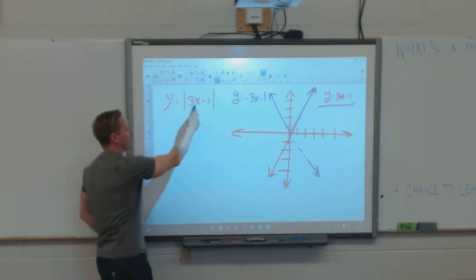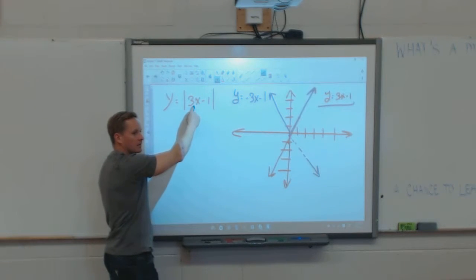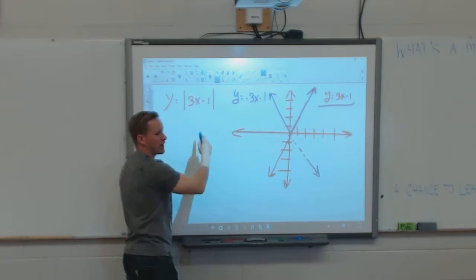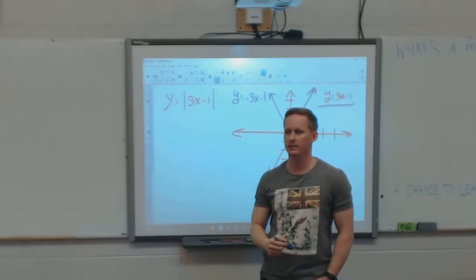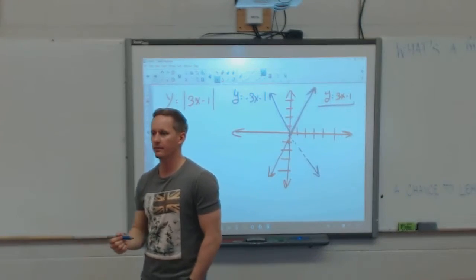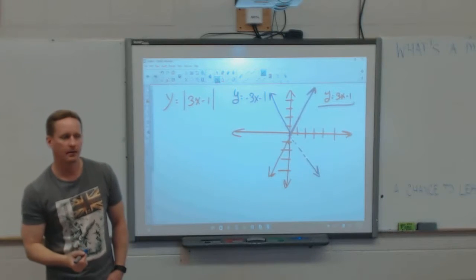Well, put 0 in for x here, because that's where the y-intercept is, right? Put 0 in for x. 3 times 0 is 0. 0 subtract 1 is -1. The absolute value of -1 is 1. There's my y-intercept. Okay?